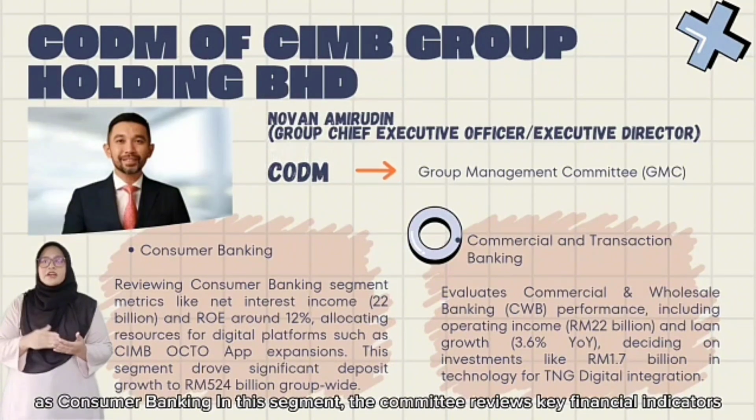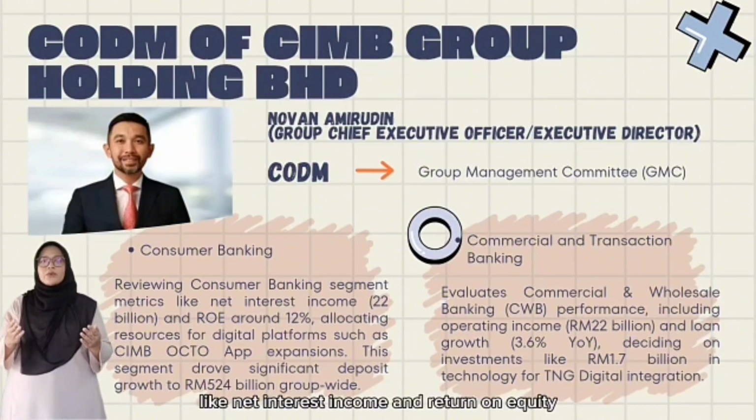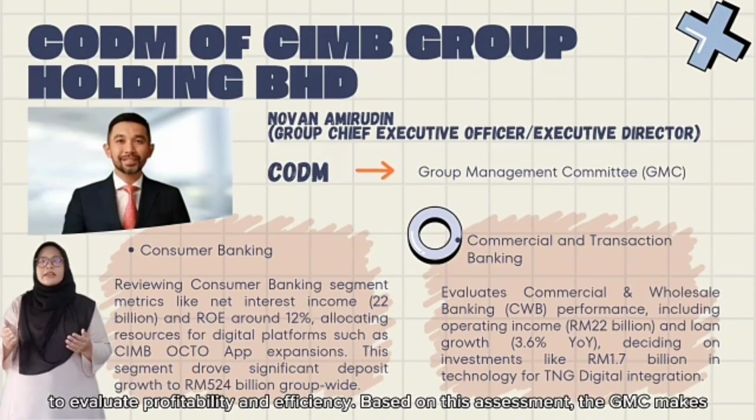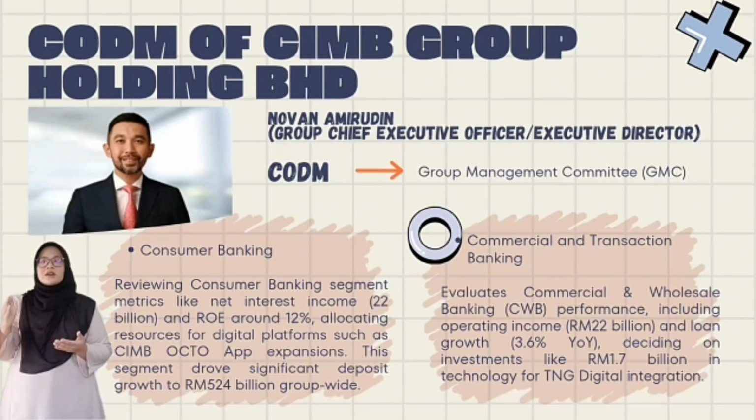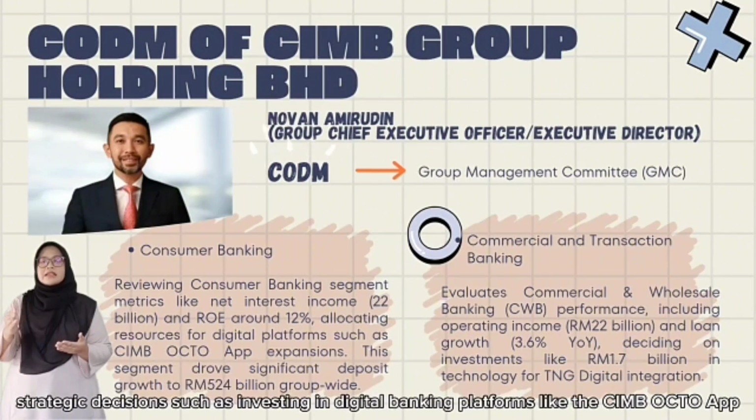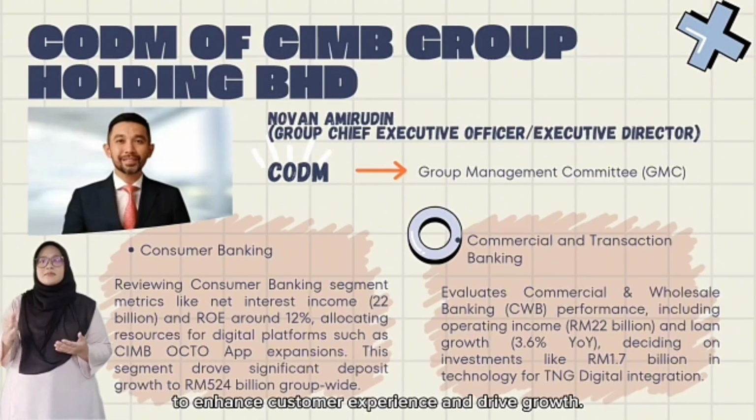In this segment, the committee reviews key financial indicators like net interest income and return on equity to evaluate profitability and efficiency. Based on this assessment, the GMC makes strategic decisions such as investing in digital banking platforms like the CIMB OCTO app to enhance customer experience and drive growth.